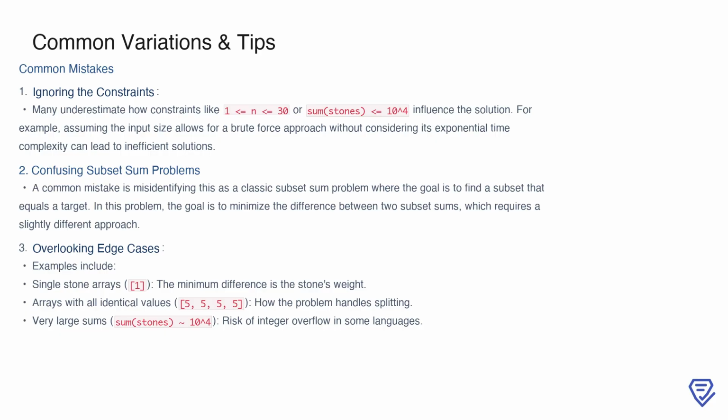For example, with a single stone array like [1], the minimum difference is just the weight of that stone. Arrays with identical values, such as [5, 5, 5, 5], test your solution's ability to handle even splits. And for large sums near 10^4, you need to ensure your solution handles potential integer overflow, especially in languages with fixed integer sizes like C++ or Java.